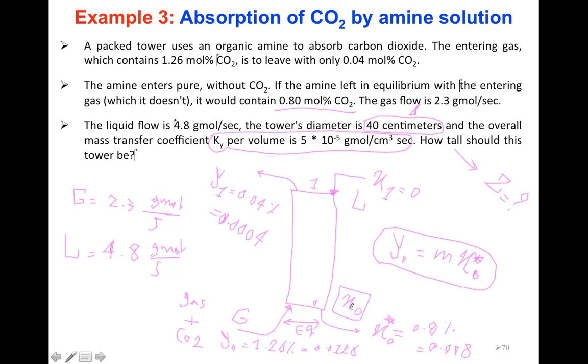How can I find x0? I have x0 star in equilibrium. If it reaches equilibrium, it has this much. But in reality, I have to calculate this parameter. How can I find it? I can write a balance on the whole column. Okay, how can I write the balance?